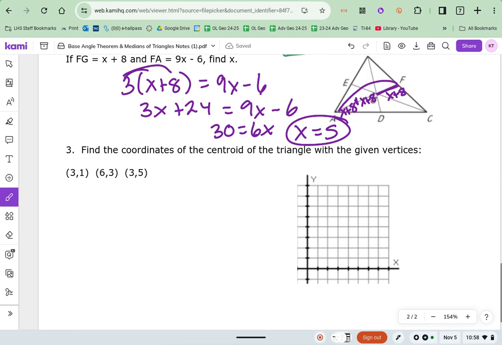And last but not least, find the coordinates of the centroid of the triangle with these vertices. So we're just going to plot these vertices real quick. So plot 3, 1, that's right here. 6, 3, 1, 2, and 3, 5.